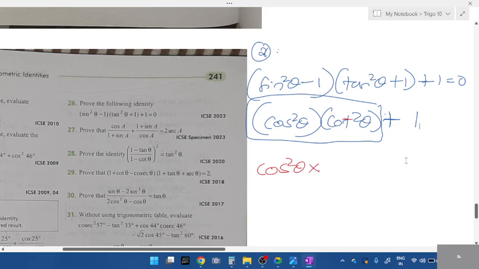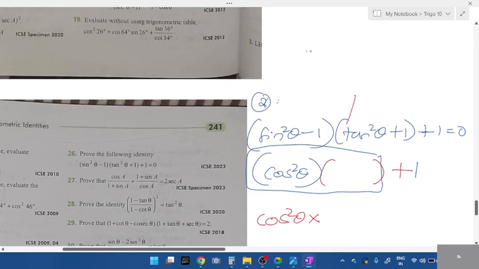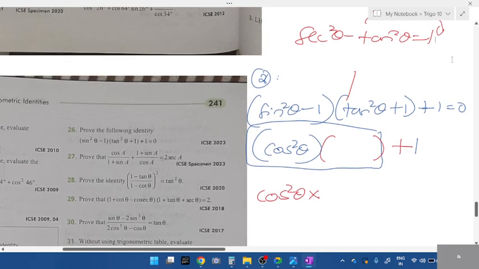No, no, this is wrong. Who told me cot square? This is not cot square, students. What is tan square plus 1? How can it become cot square? What is the square relation for tan square? Sec square theta minus tan square theta is equal to 1. Yes, it becomes sec square theta.